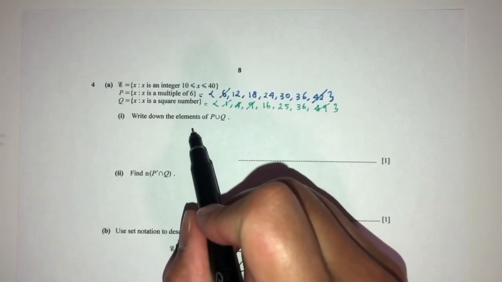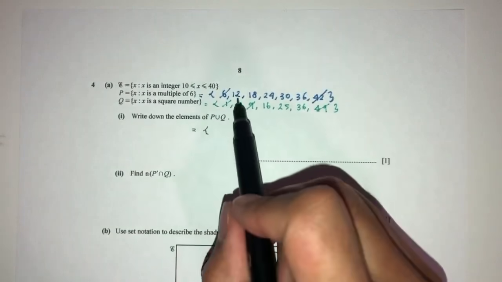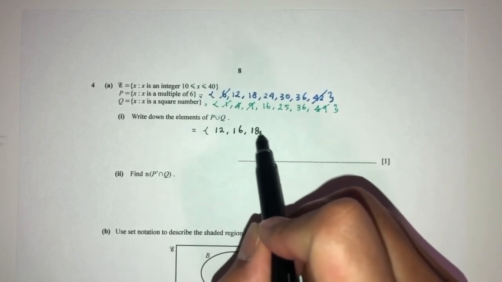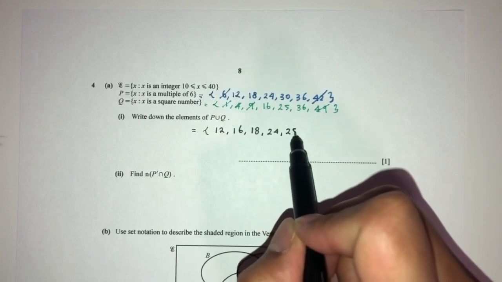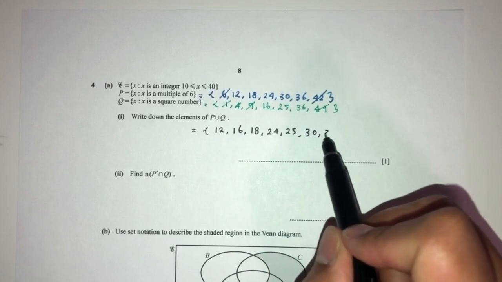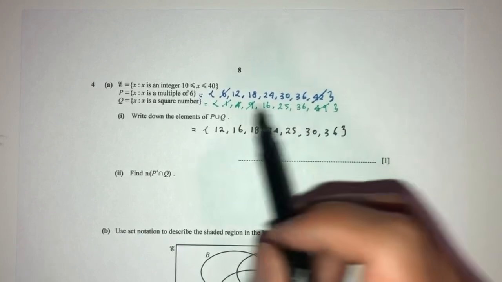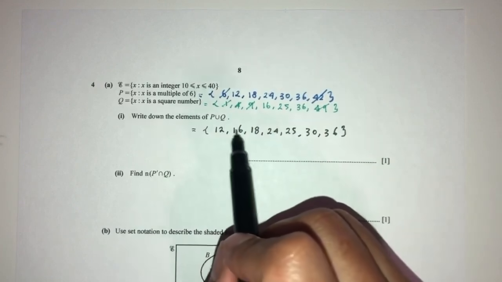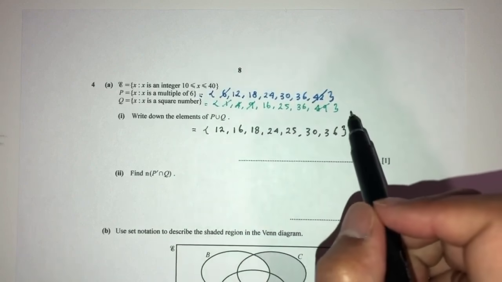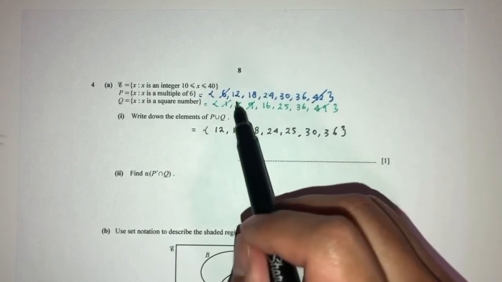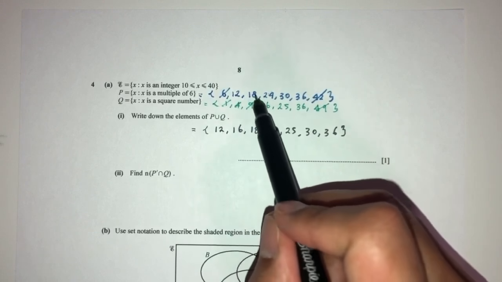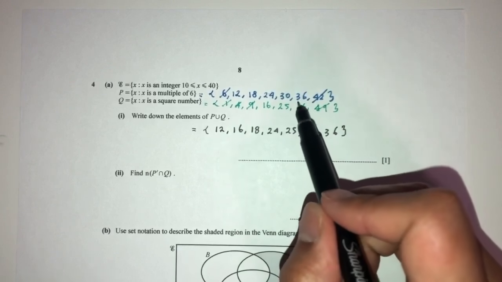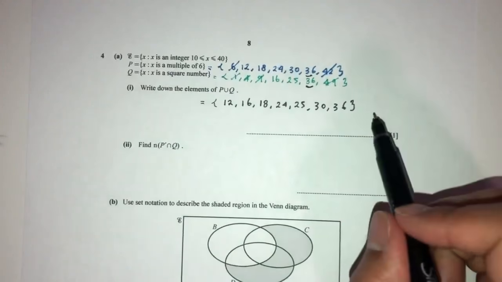So P union Q will be what? So we have, let's begin with this one. We have 12, then we have 16, 18, 24, 25, 30, 36. It's 1, 2, 3, 4, 5. 1, 2, 3. So that will be 8. 1, 2, 3, 4, 5, 6, 7. So what are we missing here? 12, 16, 18, 24. Okay, no, we're not missing anything because these are the same, so it's fine. It will be just one time. This is part 1 of your question.